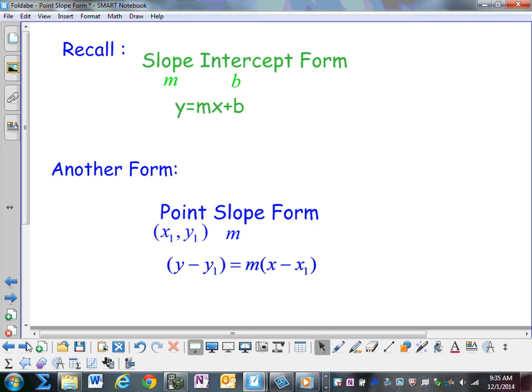As you recall, slope-intercept form is y equals mx plus b, where m is the slope and b is the y-intercept. Another form we use is point-slope form, where we need a point, (x sub 1, y sub 1), and the slope m. The point-slope form is y minus y sub 1 equals m times the quantity x minus x sub 1.